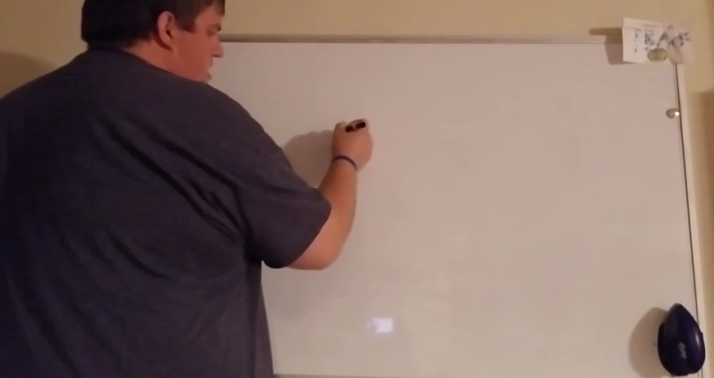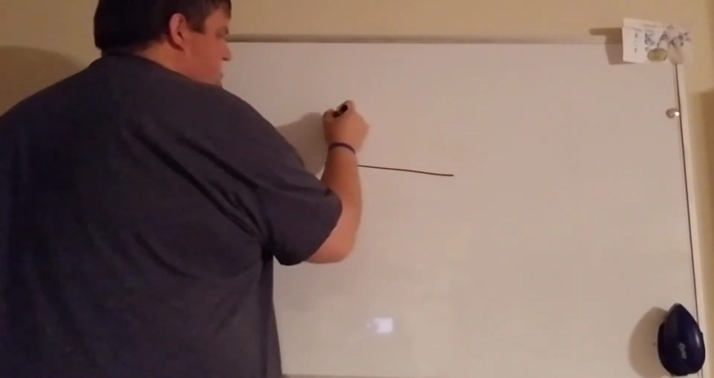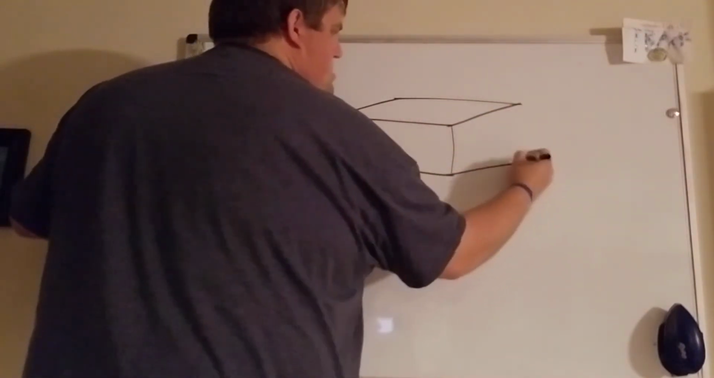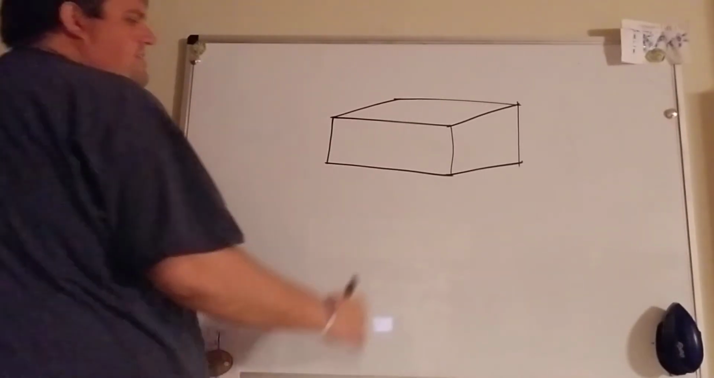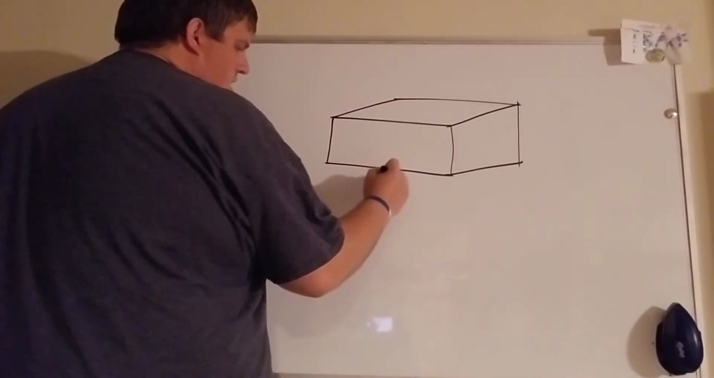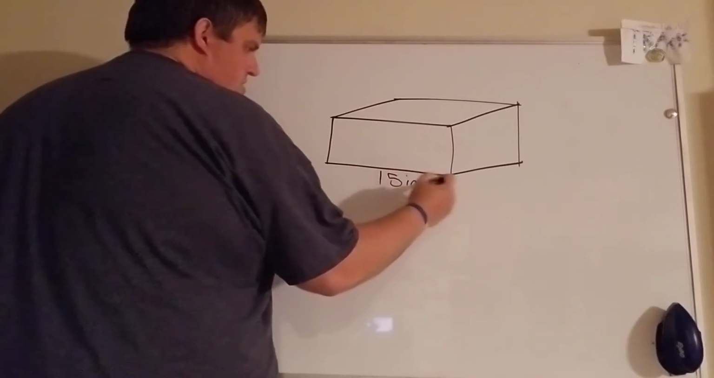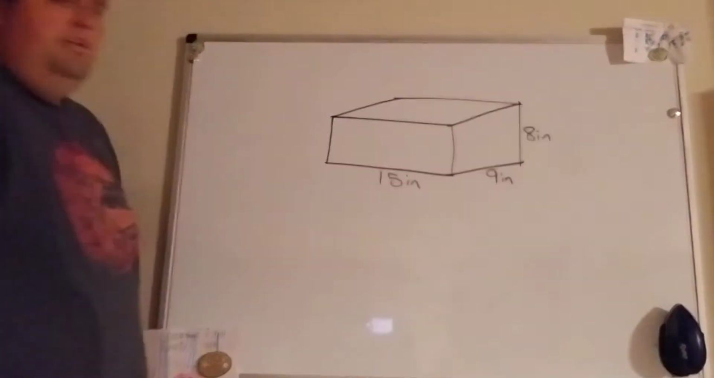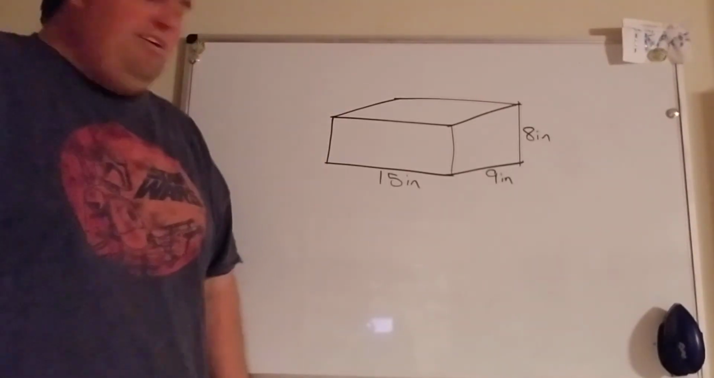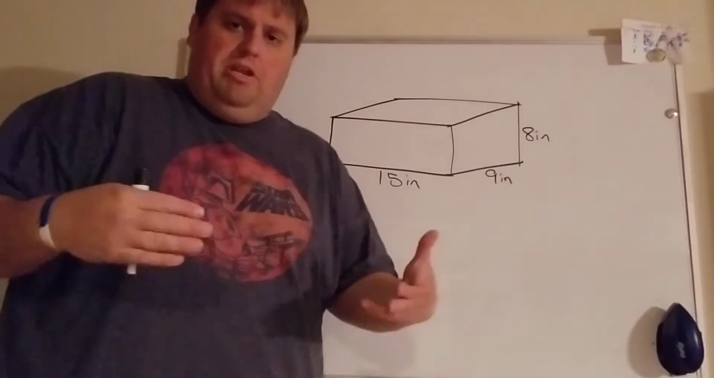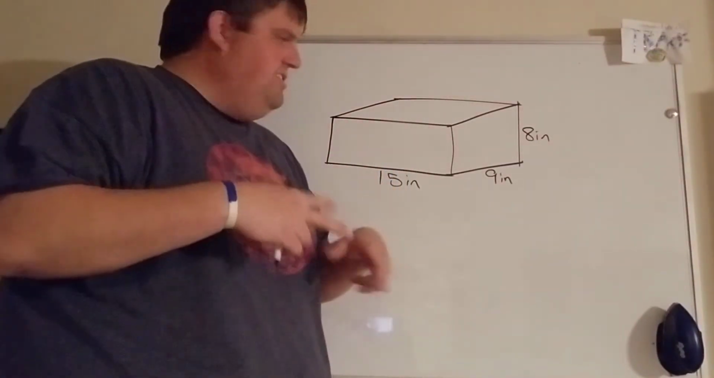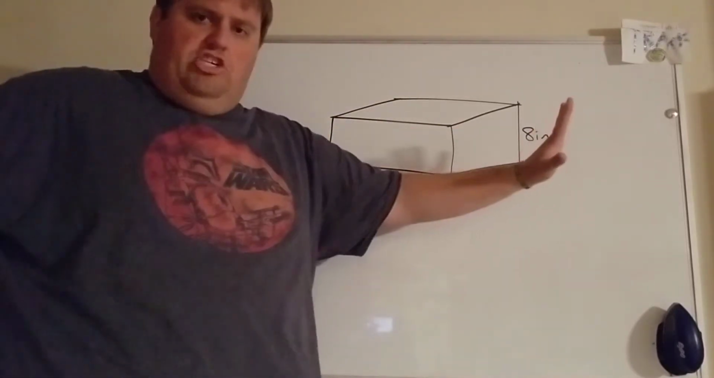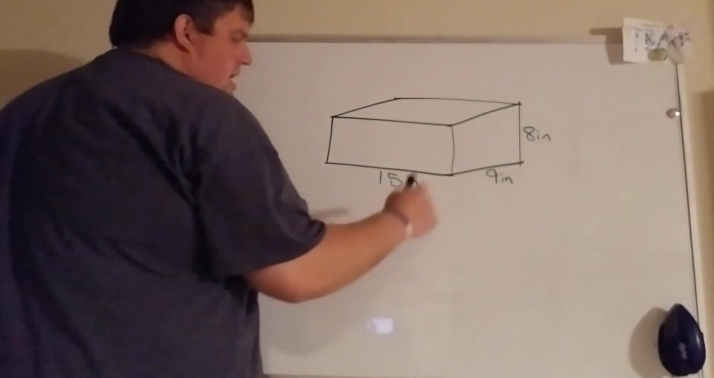So let's start with a basic rectangular prism. Cool. And let's say this is 15 inches, 9 inches, and 8 inches. So when we're finding the surface area, the first thing I do is pretend I have scissors and I cut on all the edges, right? And then I look at what shapes I have left.